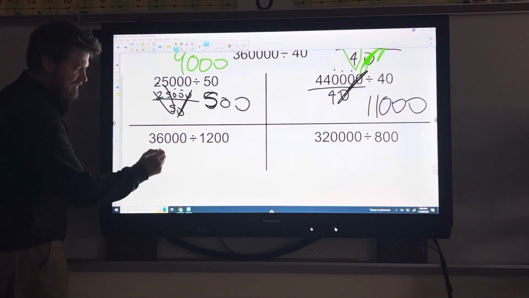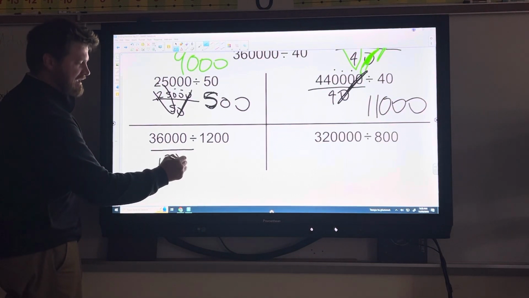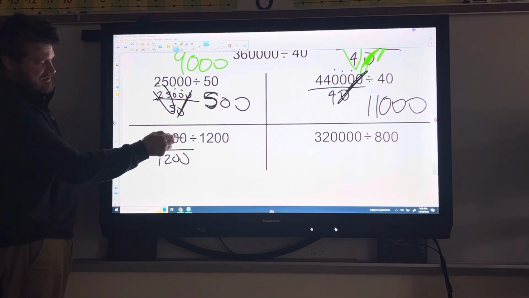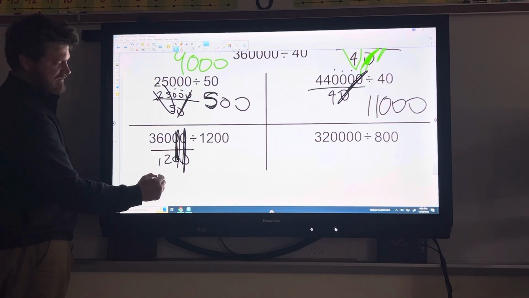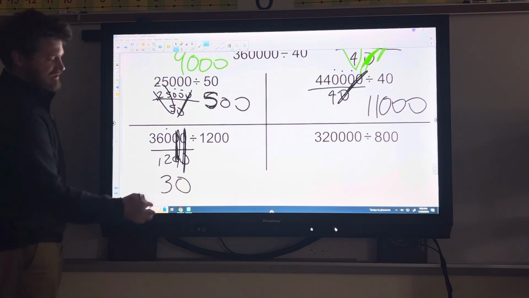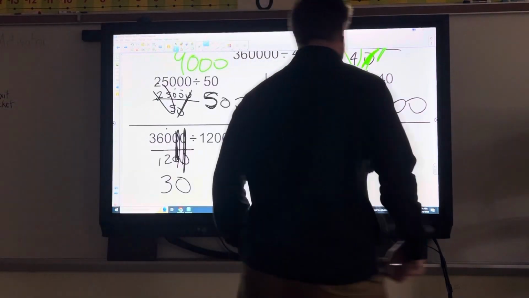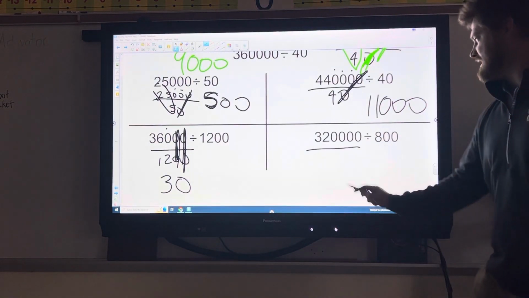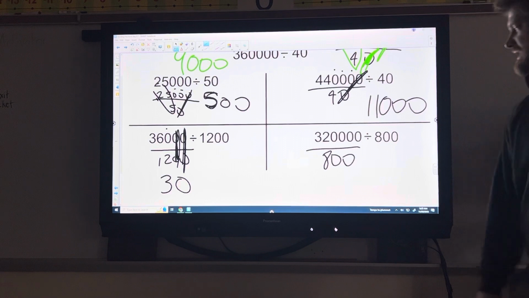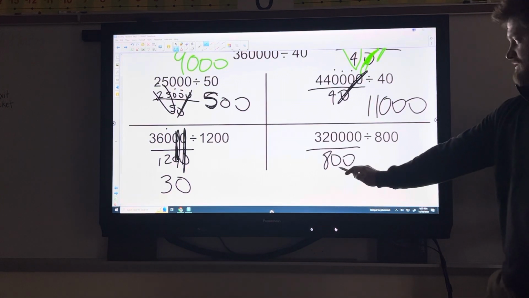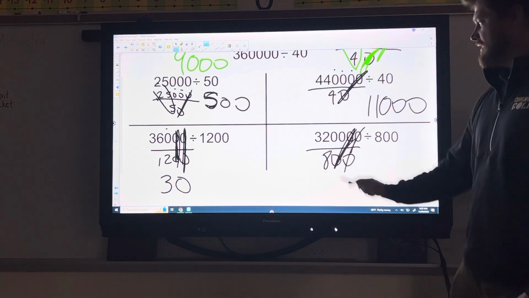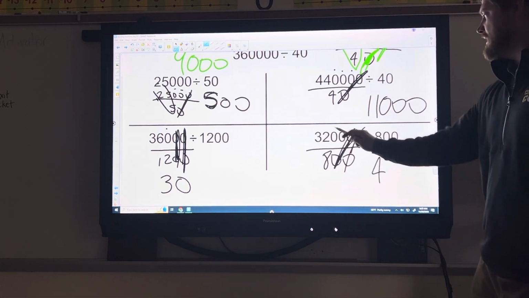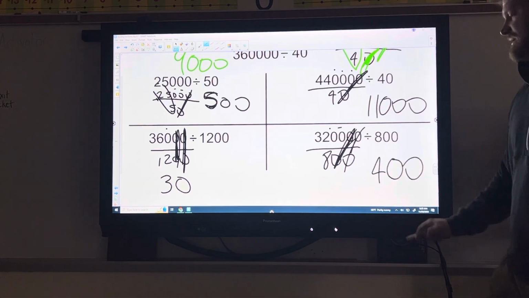Bottom left, stack it up. 36,000 over 1,200. This time, 2 zeros are going to cancel out. 2 pairs, I should say. 1, 2. 36 divided by 12 is 3. Add the extra 0, making that answer 30. Last but not least, 320,000 divided by 800. How many zeros will cancel out? There's 2 on the bottom, so let's cancel out those 2 pairs. 1, 2. 32 divided by 8 is 4. Add the 2 zeros and make your answer 400.